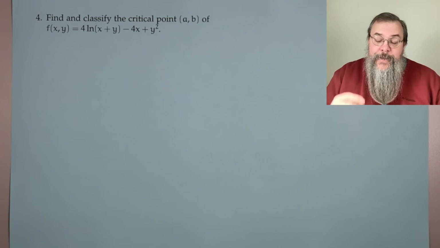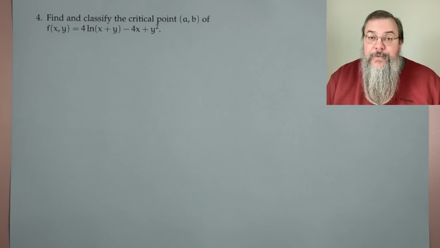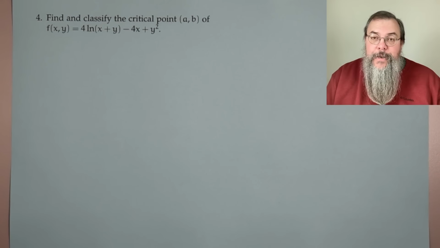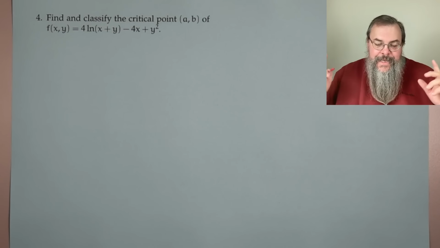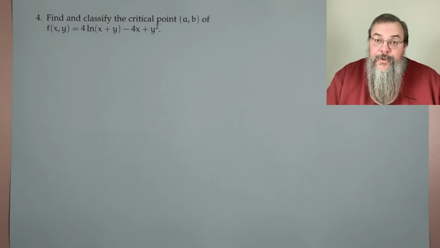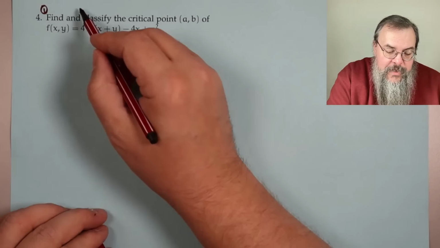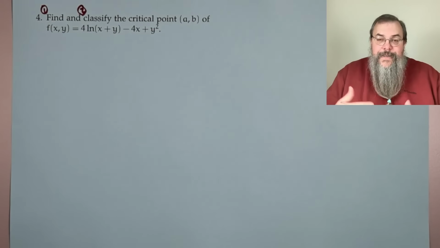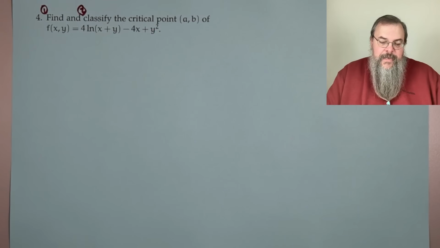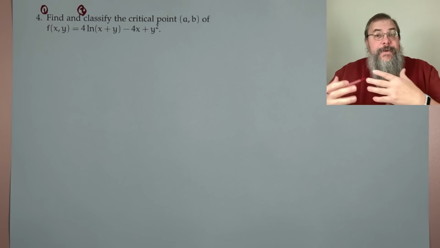Find and classify the critical point (a, b) of f(x, y) = 4 log(x + y) - 4x + y². All right, now we get to do two things. We get to find and we get to classify. So we always have to find first because we can't classify until we've found something. Let's start with the find.